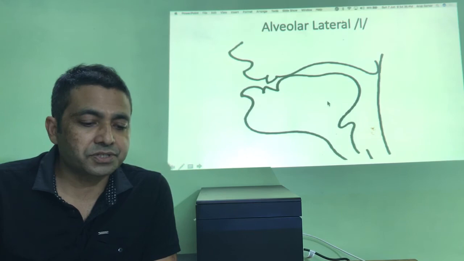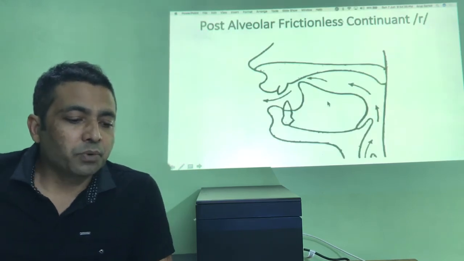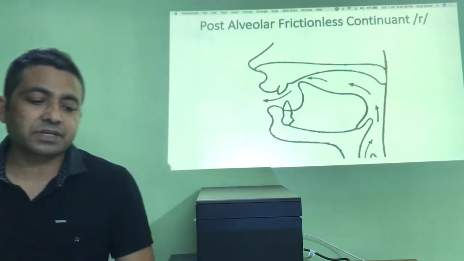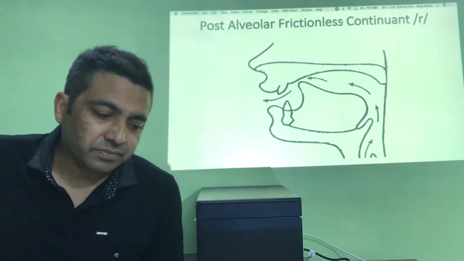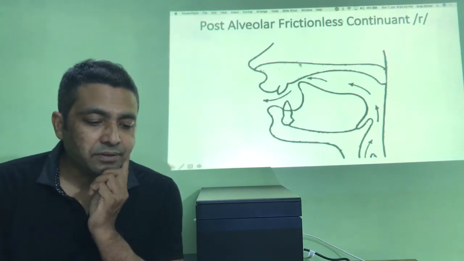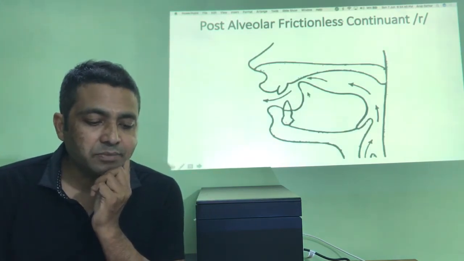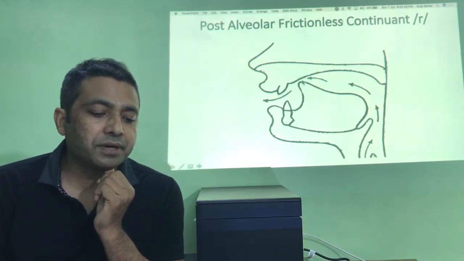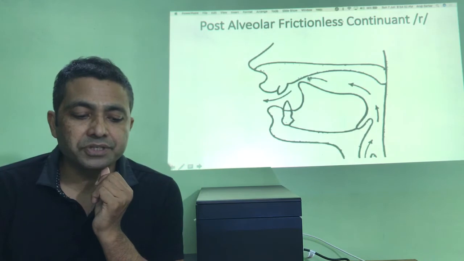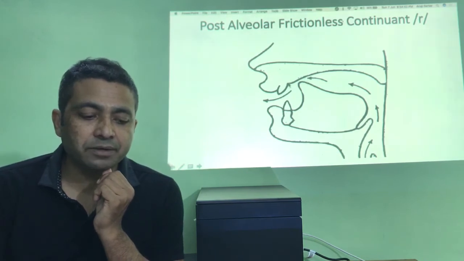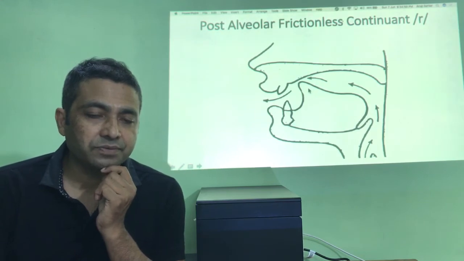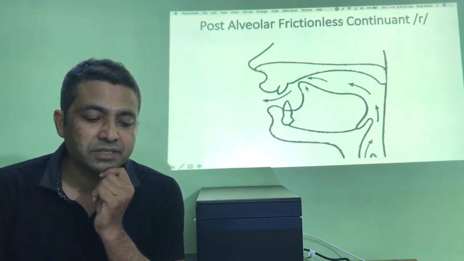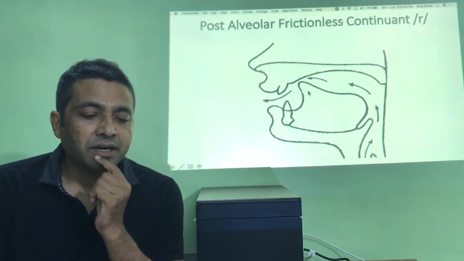It is a voiced sound. Then we have post-alveolar frictionless continuant, ra. Post-alveolar because the tongue is somewhat curled towards the back of the alveolar ridge. Here in this position, back of the alveolar. This is the alveolar ridge. This is the back of the alveolar. So the front and tip of the tongue is somehow curled towards that.